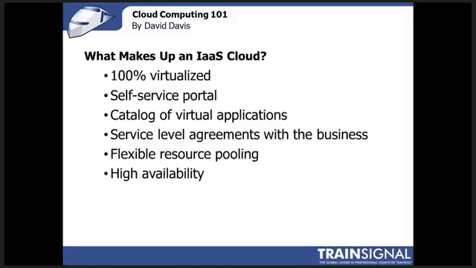So an infrastructure as a service cloud, whether it's private or public, is going to have these features. First off, it's going to be 100% virtualized. You've got this virtual infrastructure. Maybe you're using Microsoft Hyper-V or VMware vSphere. You've got that virtualization layer. You've got centralized management. All your servers are running, let's say, the ESXi hypervisor.